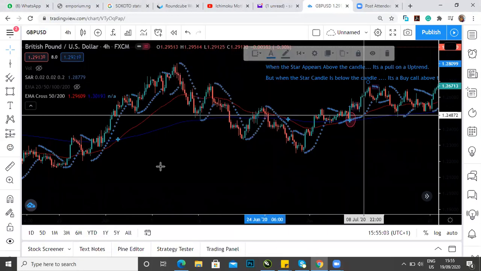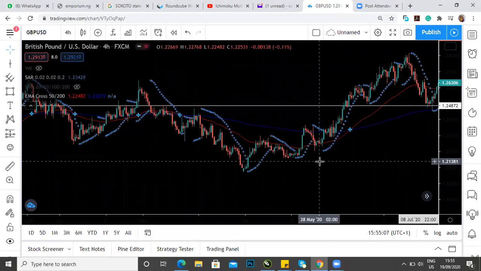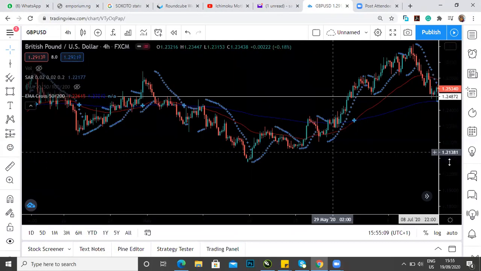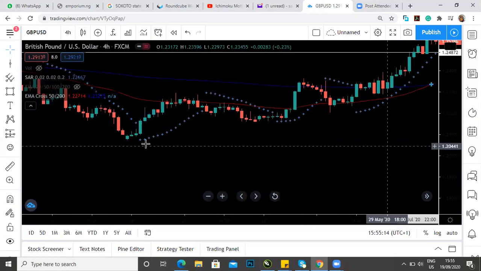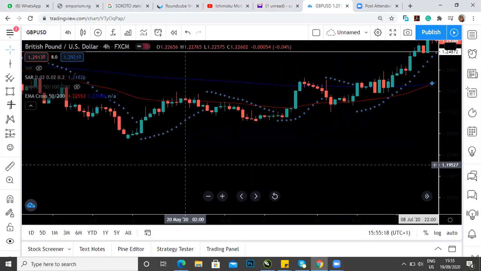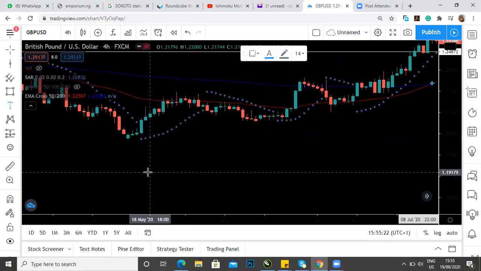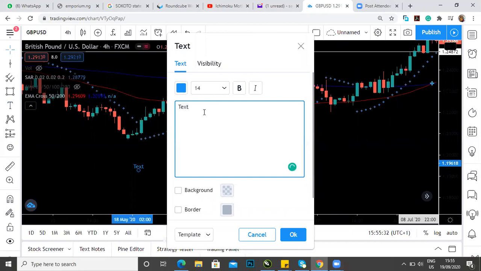Okay, so let's look at it. Same thing applies to the downtrend. On this part of the downtrend, when the star is below the candle, it's a false call. It is a false call because it's trying to let you know that it's a pullback in the downtrend.